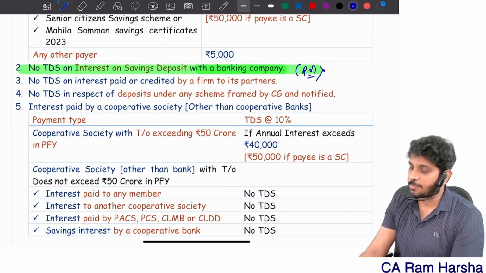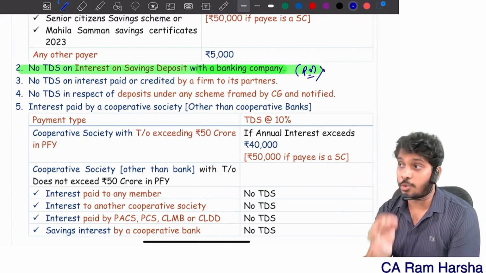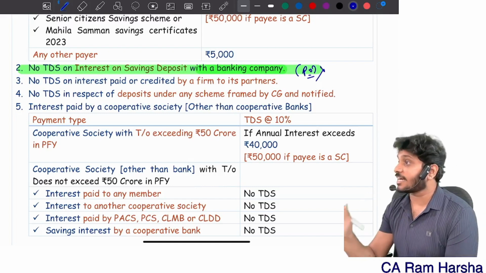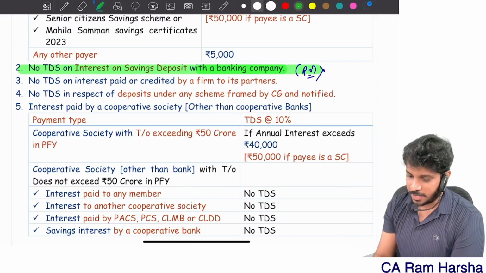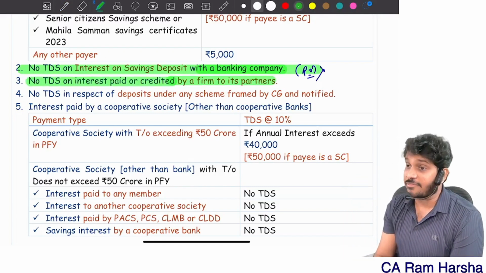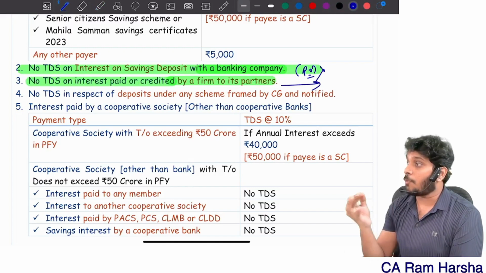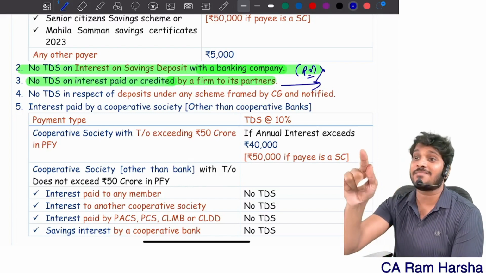Post office related point, the section is silent on post office savings interest. But we will apply the same logic, and post office also they don't deduct in reality. Are you getting it? Then interest credited or paid by a firm to its partners. If a partnership firm is paying interest to partners, no TDS under 194A.